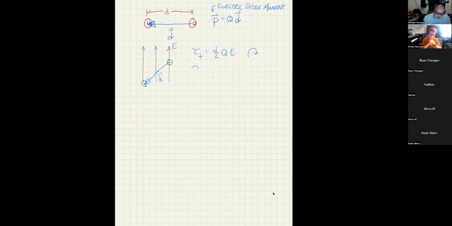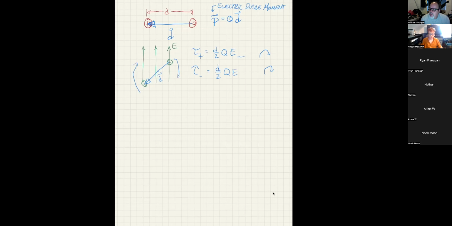Similarly, the torque on the negative one would also equal D over 2 times Q times E, and that is also tending to rotate it in a clockwise manner. I'm leaving off a little bit of detail here. Does that make sense to everybody? Does the torque look like it's tending to rotate this way and this way?